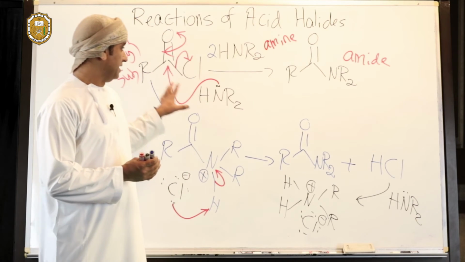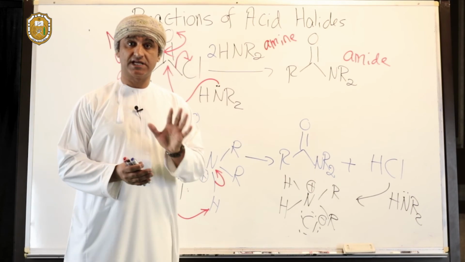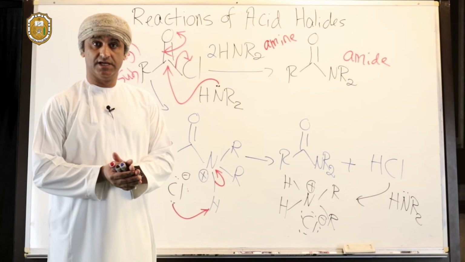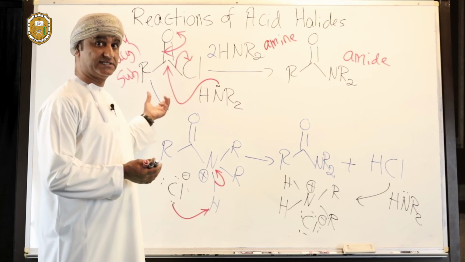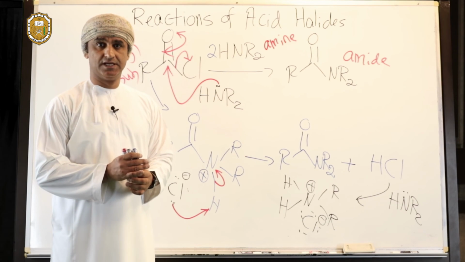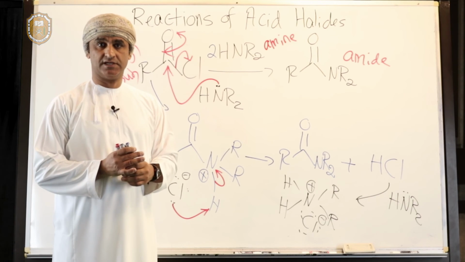In general, and in summary, this is a very useful reaction because it allows transforming acid chlorides into amides by treating the acid chloride with two equivalents of an amine.